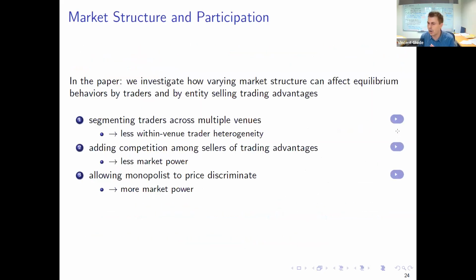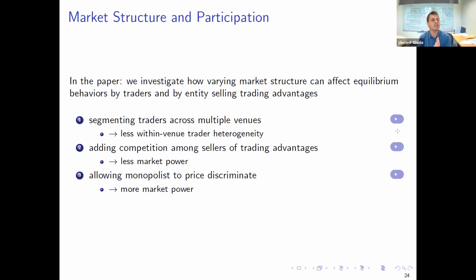So let me just conclude here in a few seconds. I want to talk about what we do in the paper that I didn't have time to talk about. We investigate how varying market structures can affect the equilibrium behavior of traders, but also of the seller.